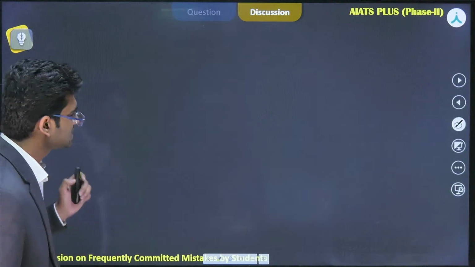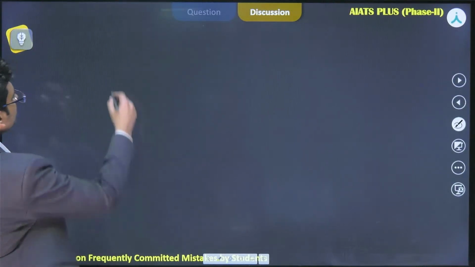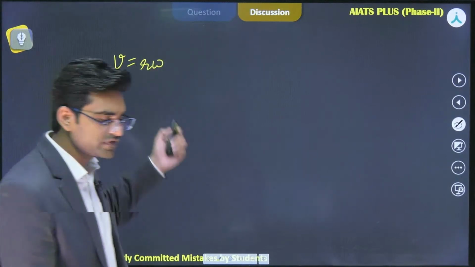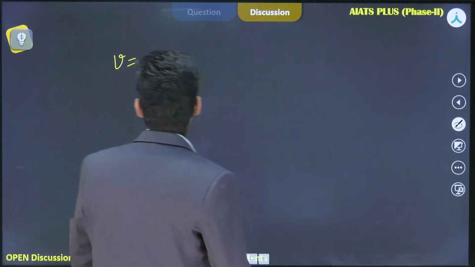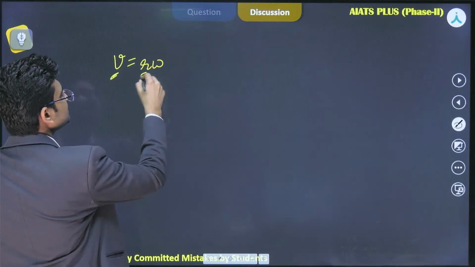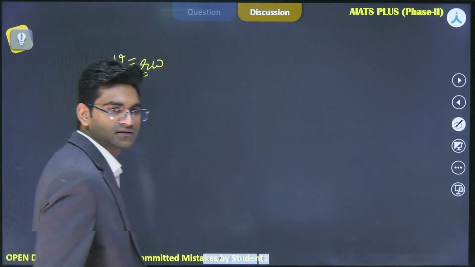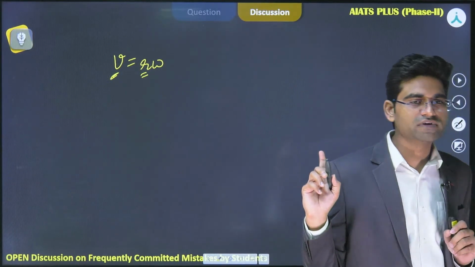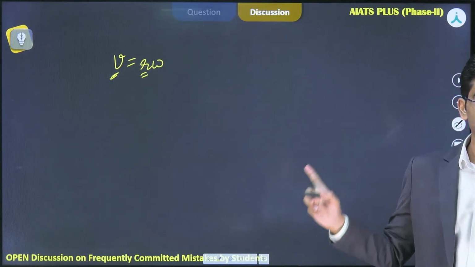Now let's see some more formulas. We know v is equal to r omega. This we can use in circular motion. v is speed, r is radius vector, and omega is angular speed, right? Because we are going to use angular speed in solving our question, you should know what omega is.